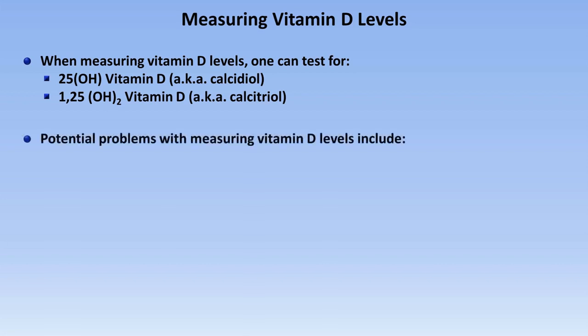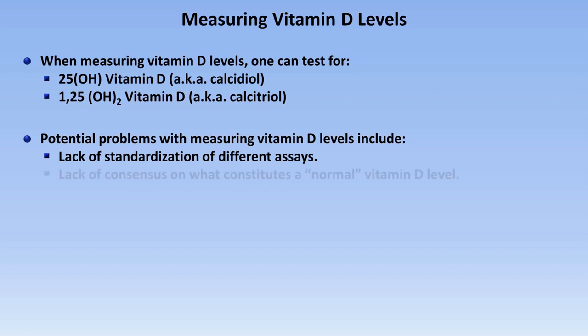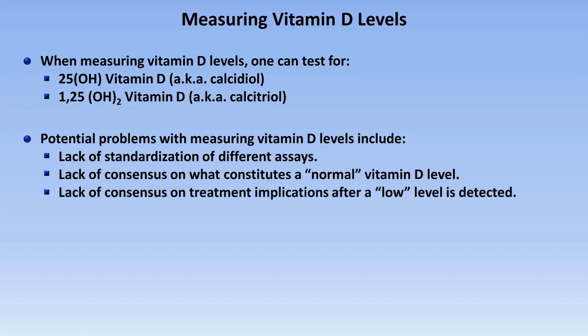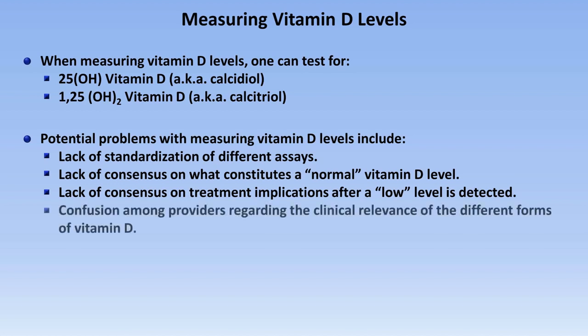Potential problems with measuring vitamin D levels include lack of standardization of different assays, lack of consensus on what constitutes a normal vitamin D level, lack of consensus on treatment implications after a low level is detected, and confusion among providers regarding the clinical relevance of the different forms of vitamin D. For example, some providers think they are smart in recognizing that it's calcitriol that is the active form of the vitamin, and thus that's the one that should be measured.